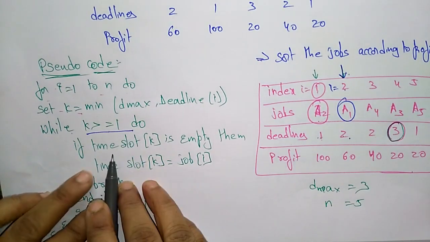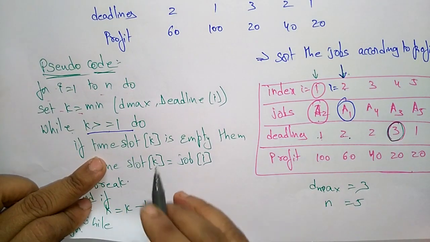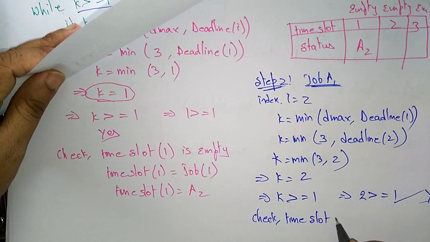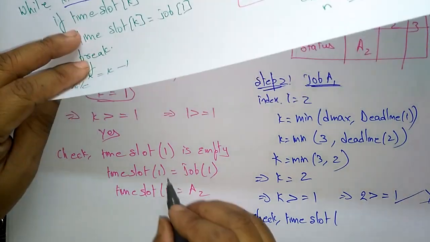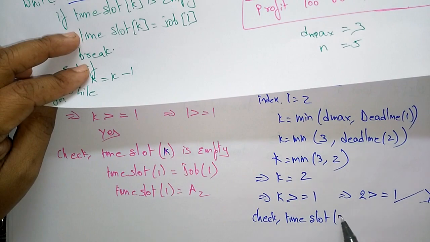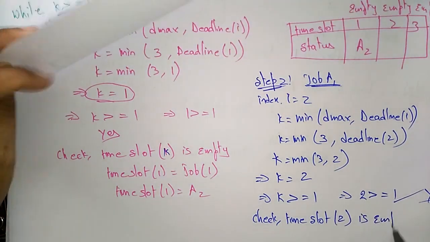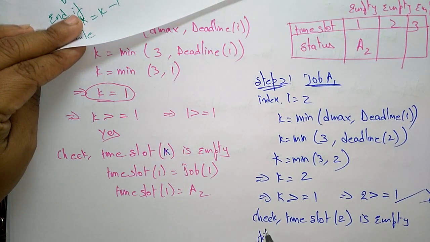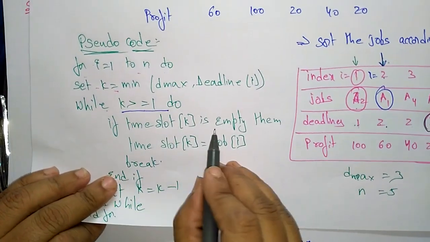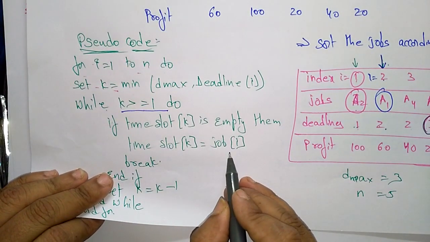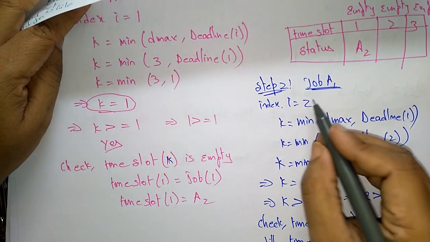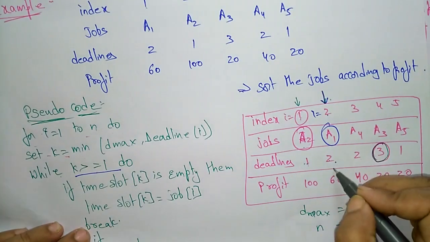Whenever this condition is satisfied, you have to check the time slot. Check time slot of, what is the K? K is 2. Is the time slot of 2 empty or not? Check here. Is the time slot of 2 empty? Yes. Then fill. Why am I filling? Because whenever it is empty, the time slot of K should be assigned with the job of I. So fill time slot of 2 is equal to job of I, which means job of 2. What is the job of 2? Job of 2 is A1. So fill it.